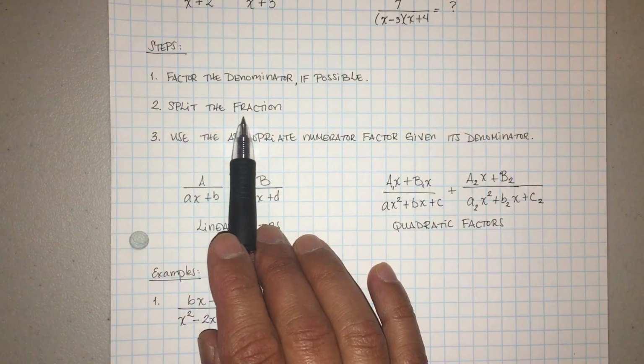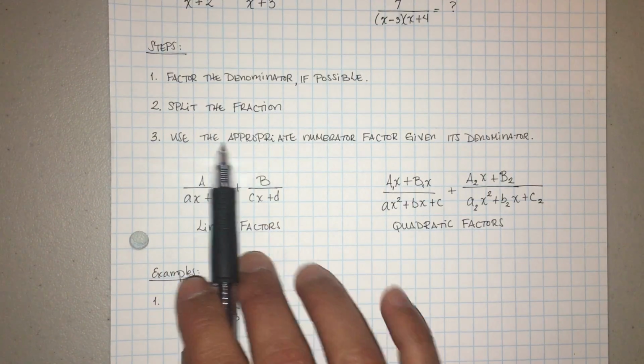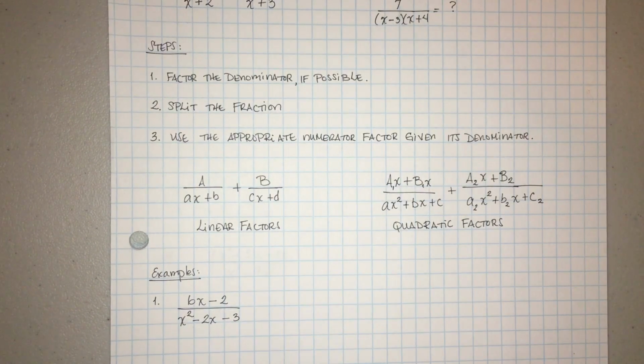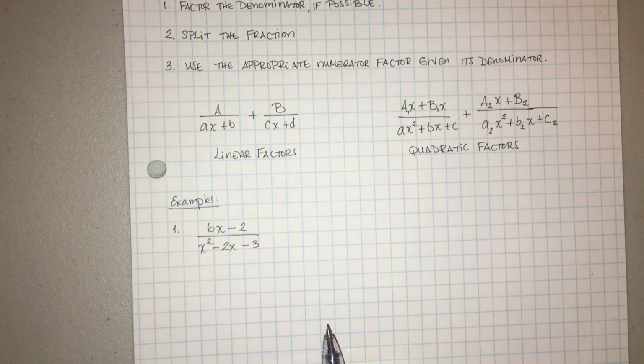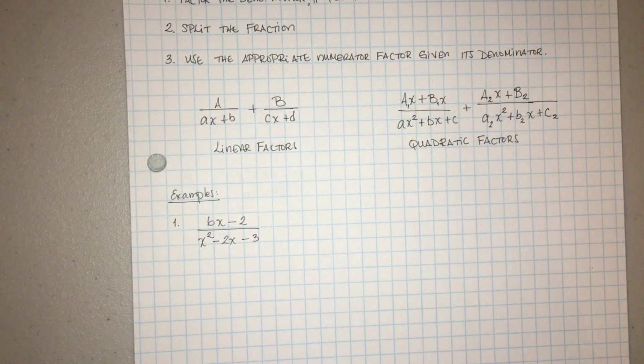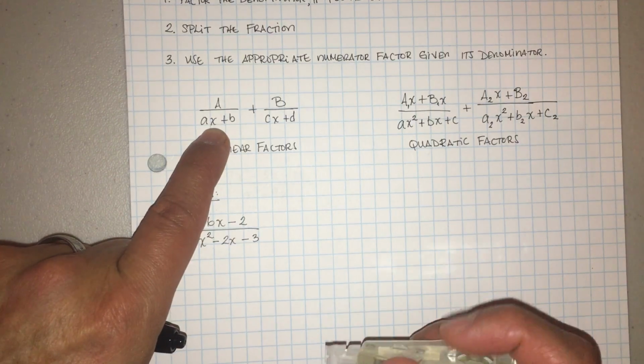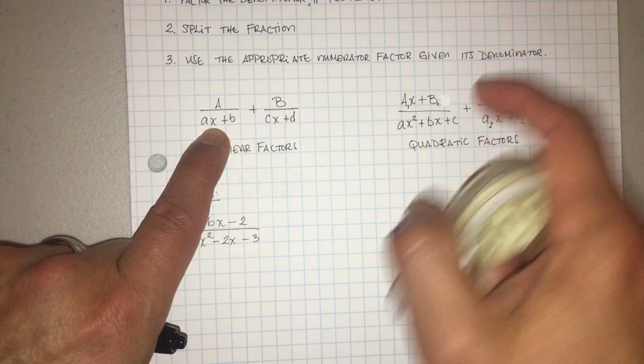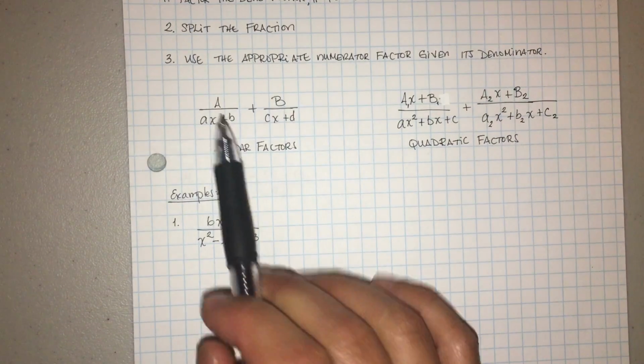We're going to split the fraction, and then we're going to use the appropriate numerator factor given its denominator. And what I mean by that is, if you notice here an example, I gave you guys a linear factor, right? Notice how the bottom is a linear factor. On the top, it would be a constant. Okay, it would be a constant. Let me erase that. So this is what it would look like.